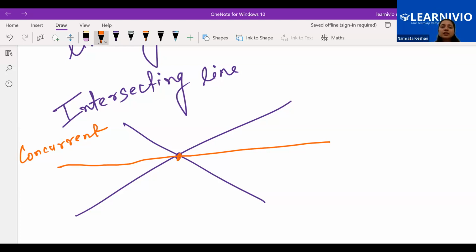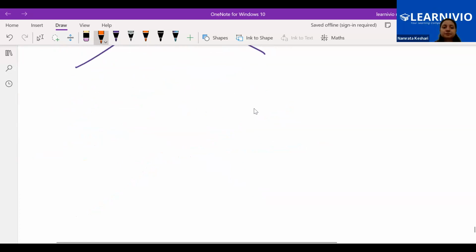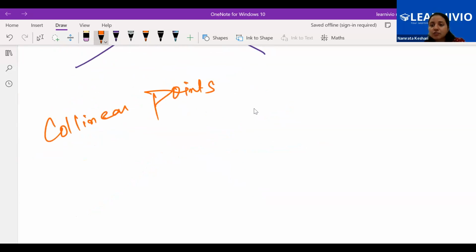Now, one more concept is there, collinear points. That means points which are lying on the same straight line. Listen to me carefully. Points which are lying on the same straight line are called collinear points. Getting it? Yes, ma'am. Okay. Now let's start the discussion of the parallel lines and the concepts related to that.